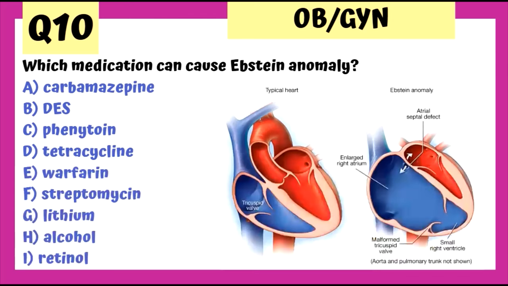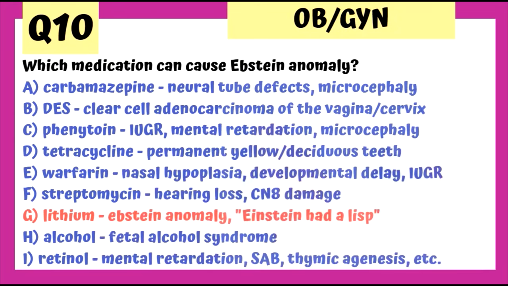Question 10. Which medication can cause Ebstein anomaly? And the answer is, of all these choices, Ebstein anomaly, remember, lithium. Lithium, Ebstein anomaly. I always imagine Einstein for Ebstein with a lisp for lithium. Einstein with a lisp reminds us that Ebstein anomaly is caused by lithium.